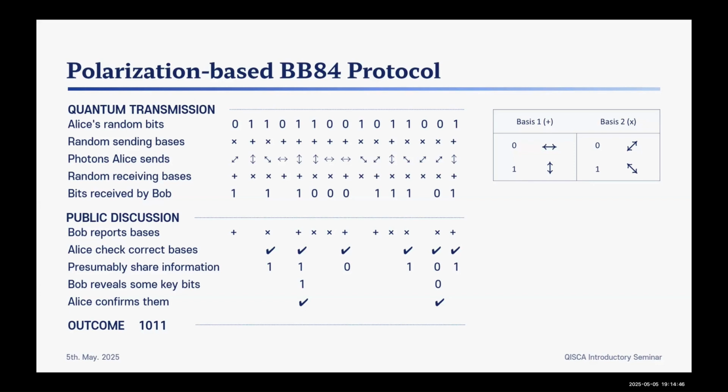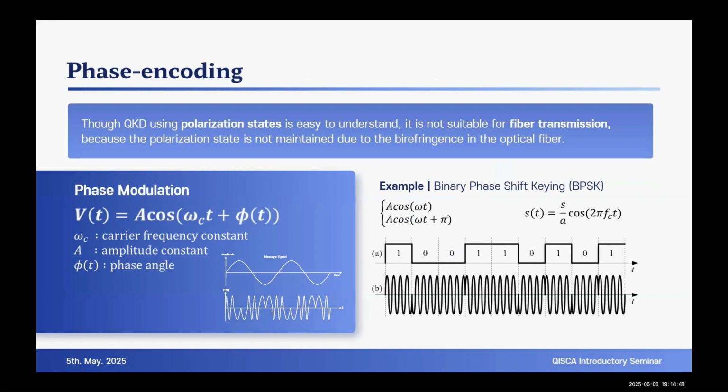Though QKD using polarization states is easy to understand, it is not suitable for fiber transmission. This is because the polarization state is not maintained due to birefringence in the optical fiber. For this reason, polarization-based BB84, the protocol we previously discussed, is mostly used in free space communication. But when it comes to fiber-based or wired channels, we typically use phase encoding protocols.